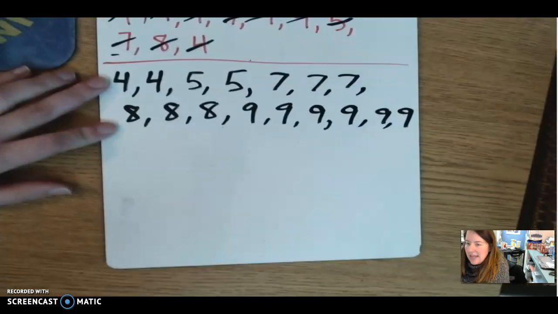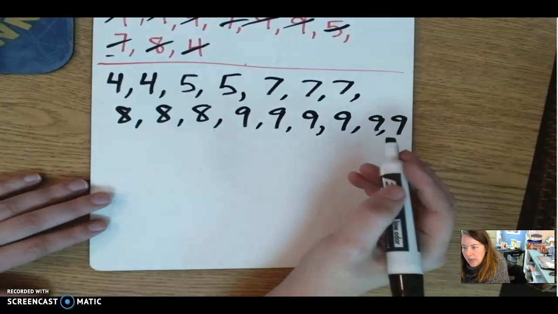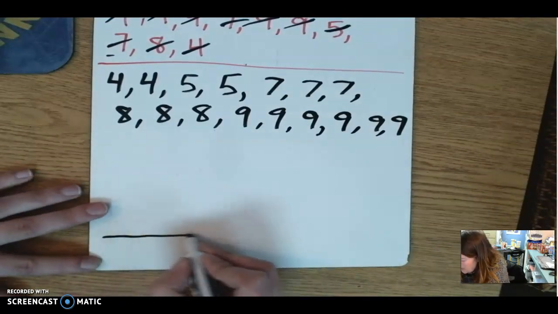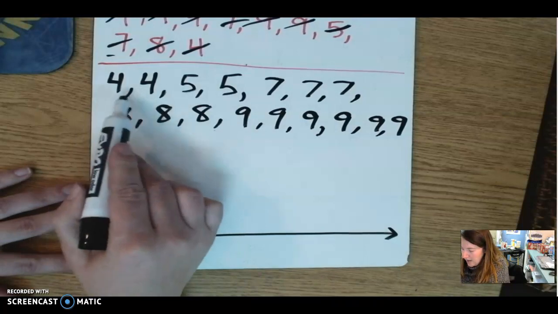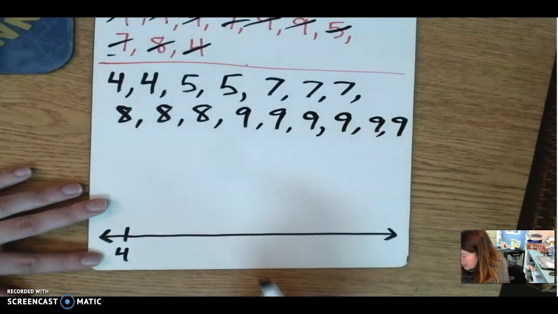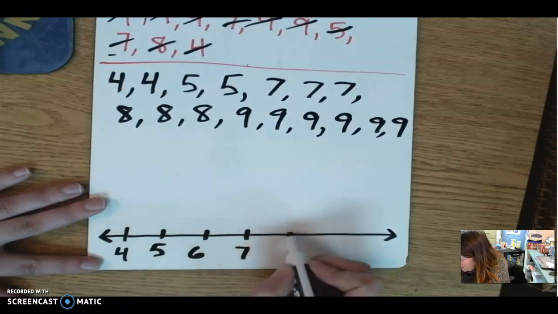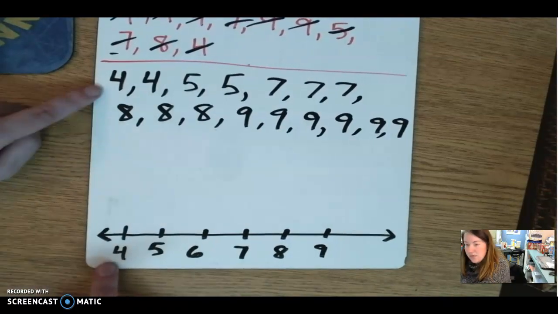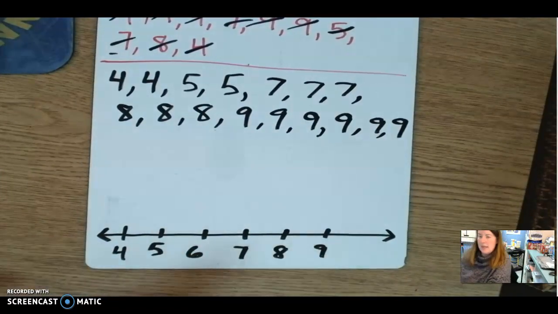And now I can take this information and use it to help me make a dot plot. To make a dot plot, we are just going to be making a number line. You guys started doing this back in like 1st grade. What's the smallest number I have here? Look, 4, and what's the largest number? 9. So I'm just going to go 4, 5, 6, 7, 8, 9, because the smallest number I have is 4, so I want to make sure I include that. The largest number I have is 9, so I'm going to go all the way up to 9.